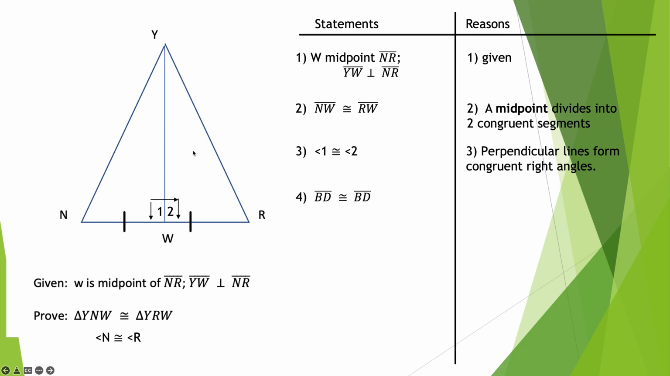This says BD. I can't believe it. That's supposed to say YW. That's a really weird looking YW right there. Okay, it's really strange looking, but that says YW. So YW is congruent to YW by reflexive. And I'll put an X in the diagram right there.